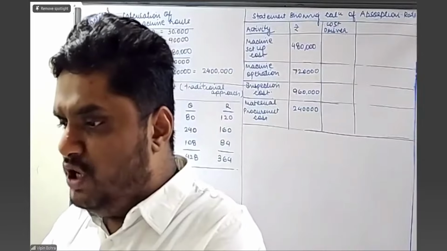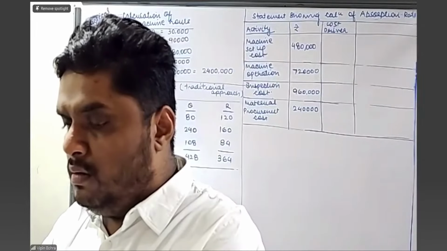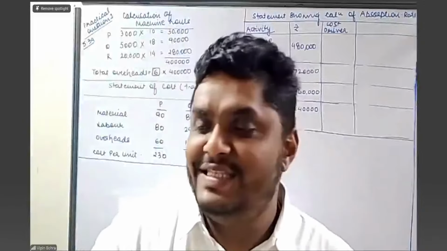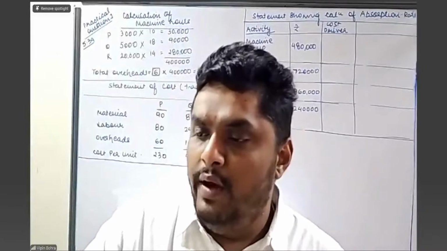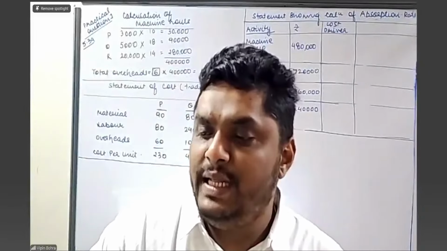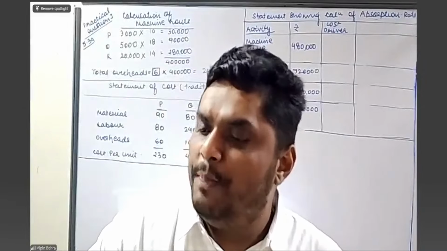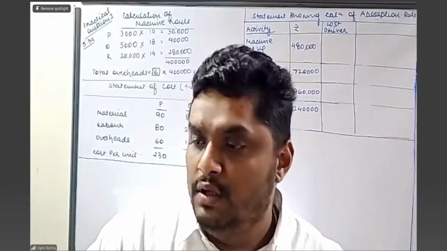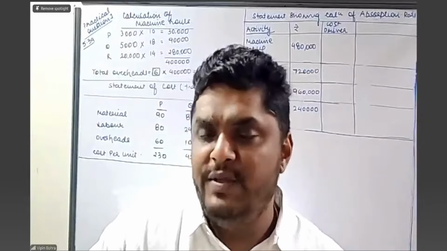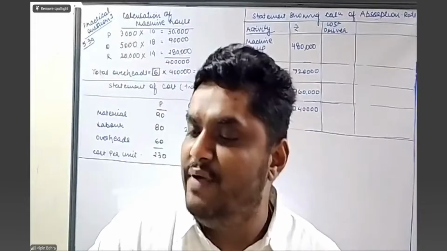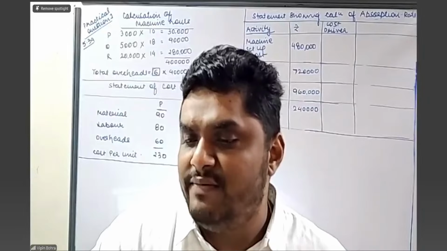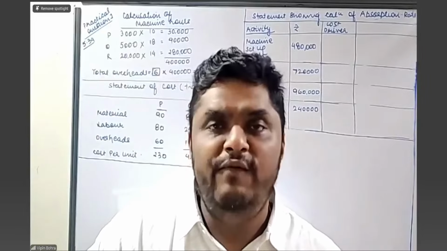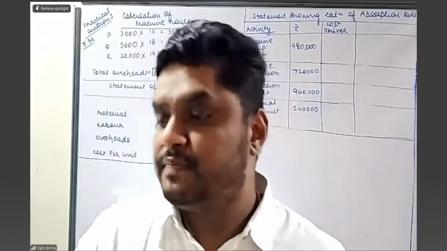Very good, Shamli Sharma. So we have to use the information that is given in the question. The first one is machine setup cost, second is machine operation cost, inspection cost, and material procurement related cost. When talking about the additional information given in the question, batch size is given, number of purchase orders per batch is given, and number of inspections per batch is also given.